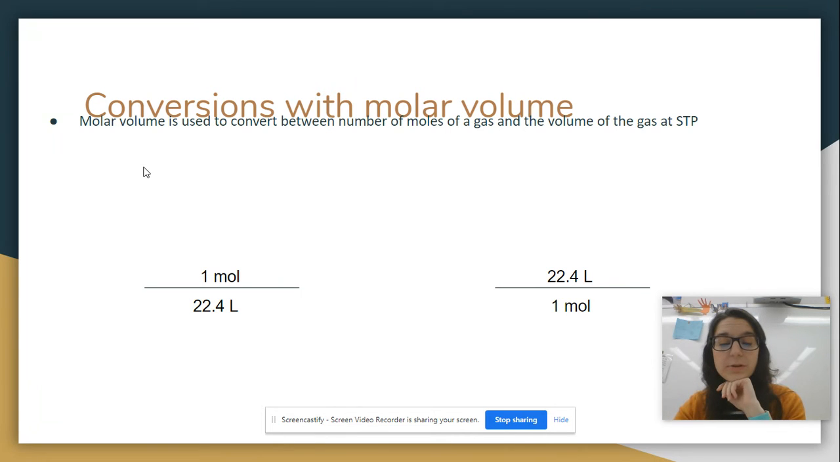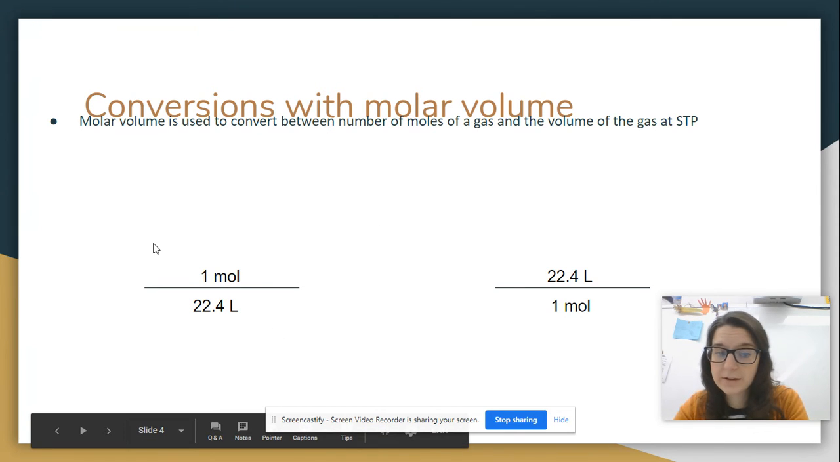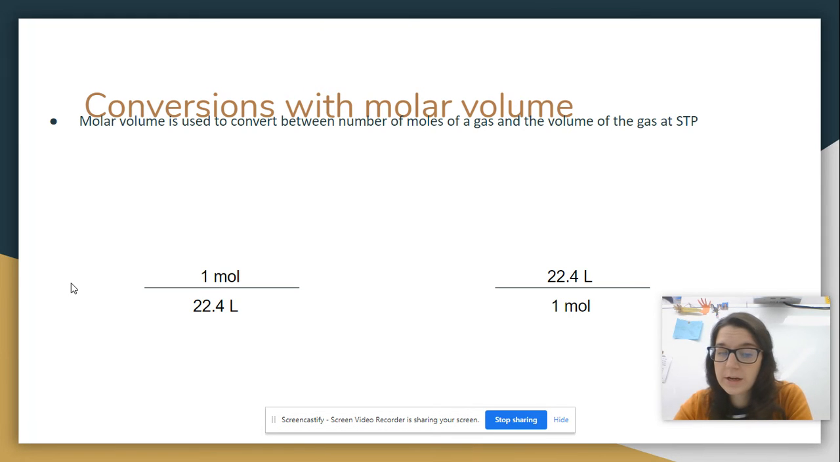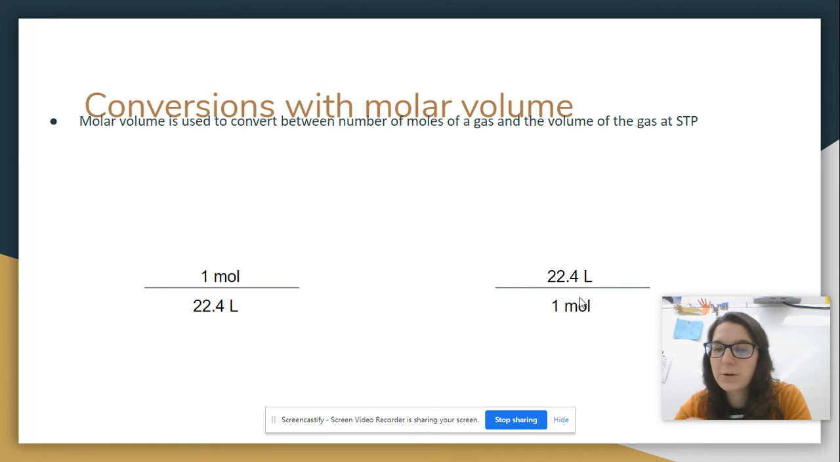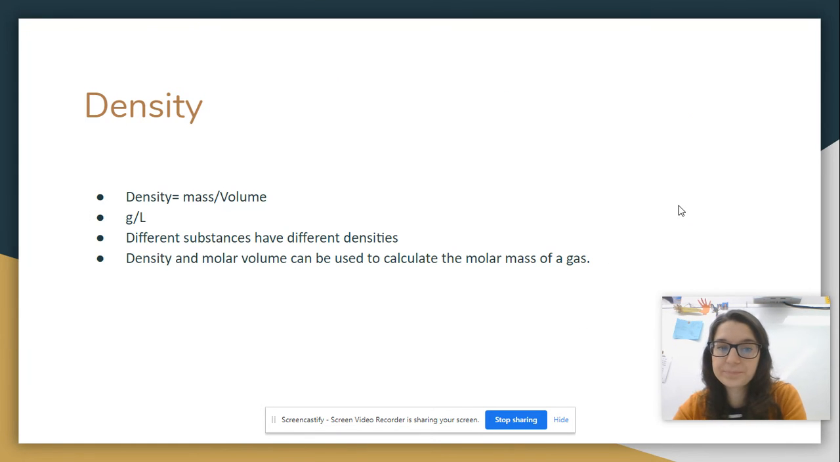We have two conversion factors, as always. We would have 1 mole over 22.4 liters or 22.4 liters over 1 mole. If you were given liters and asked for moles, you would use the first conversion factor because your liters would be over here, and you'd want to cancel out your liters to get moles. If you were given moles and want to know the volume, then you would use the other conversion factor to cancel out moles to get liters.